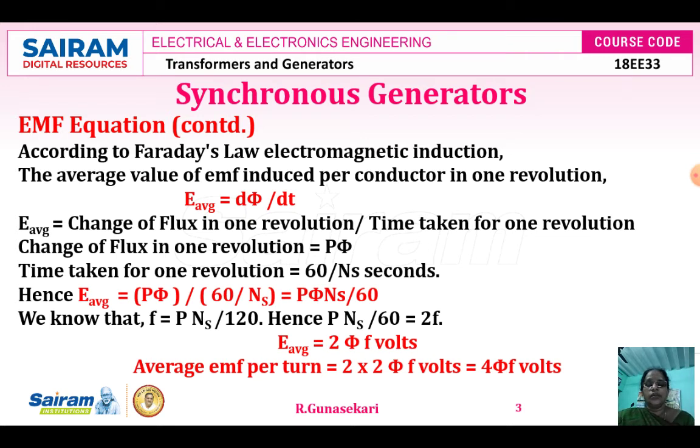But we calculate average EMF per turn. I already told you each turn has two conductors. So here the average EMF per turn is equal to the EMF per conductor, 2φf, multiplied by 2, which is equal to 4φf. This is the formula for average EMF per turn.